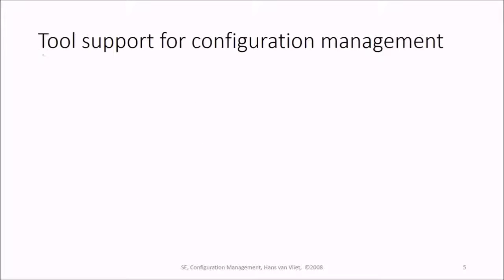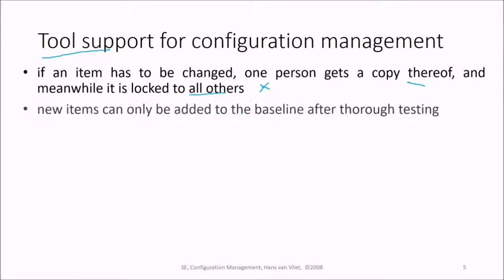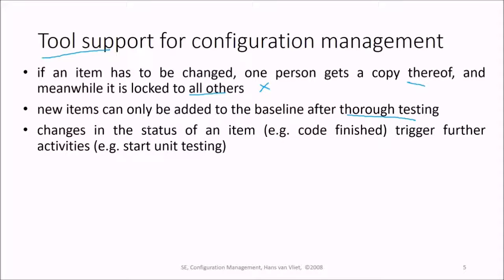What tool support is available for software configuration management? If an item has to be changed, one person gets a copy of it, and meanwhile it is locked to all others. Nobody can access it now. New items can only be added to the baseline after thorough testing. And changes in the status of an item, for example the code is finished, will trigger further activities. For example, you can start the unit testing.